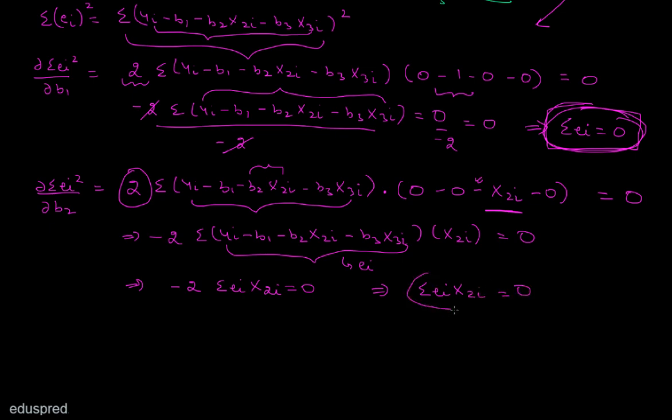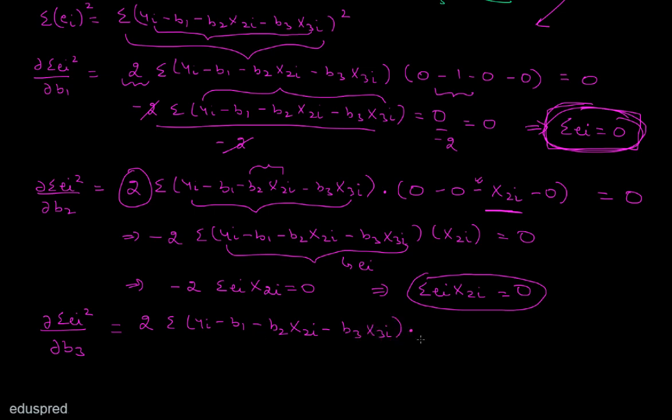So this is another piece of information that I get. Let's now find the third piece of information. For the third piece of information, you have to differentiate the summation of ei squared with respect to b3. When you do this, you will get that the differentiation is equal to 2 summation yi minus b1 minus b2 x2i minus b3 x3i.